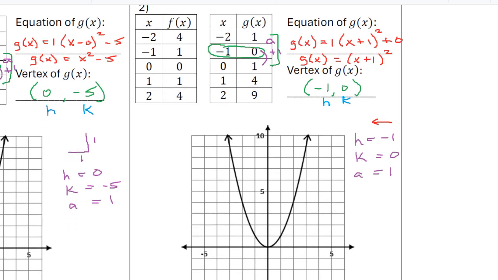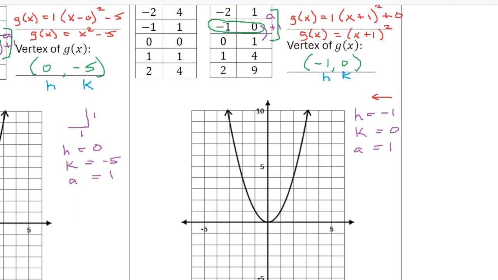Again, I'll try to graph these individual points one at a time. Let's see, we'll go with light blue again. So we got -2 and 1. And then we've got -1 and 0. And then 0 and 1. 1 and 4. And 2 and 9. 1, 2, 3, 4, 5, 6, 7, 8, 9.